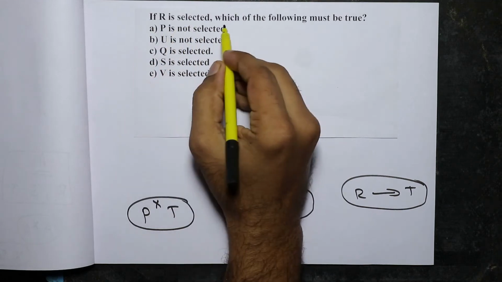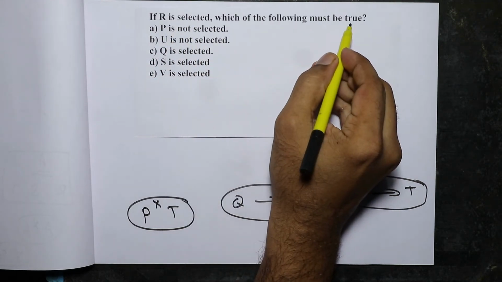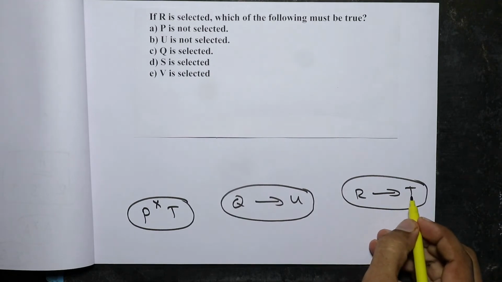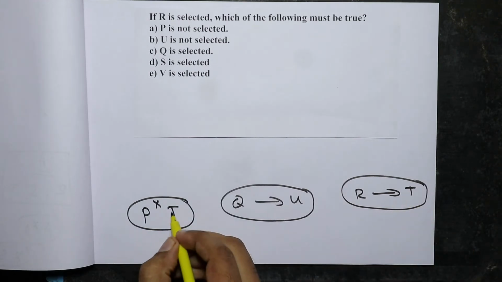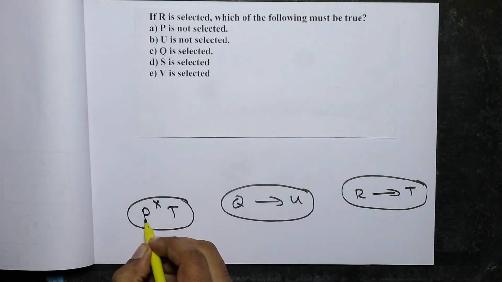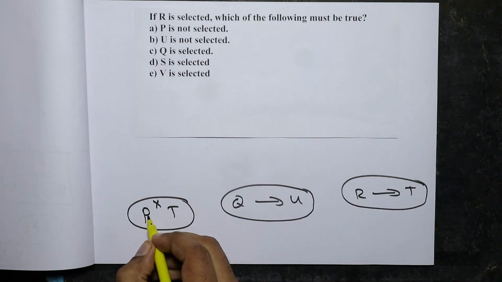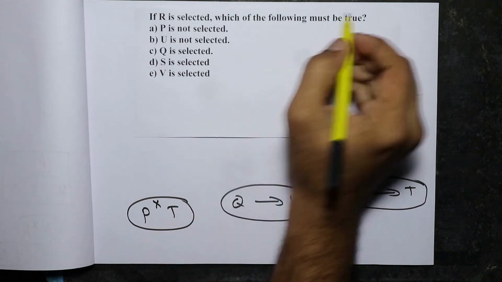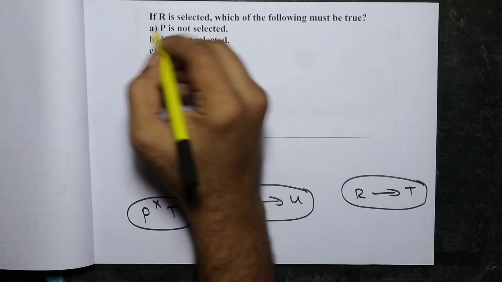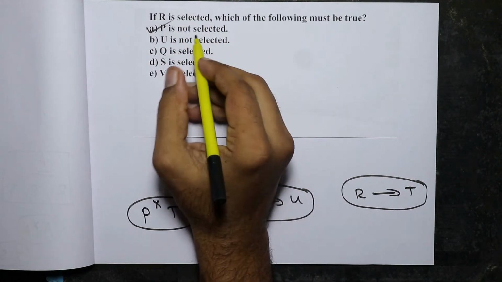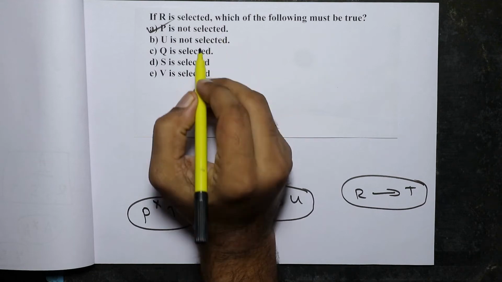If R is selected, which of the following must be true? Now if R is selected, compulsorily T should also be selected. And if T is there, then P cannot be selected. So basically if R is selected, then P cannot be selected. So what must be true is P is not selected. That must be true. Other options may or may not be true.